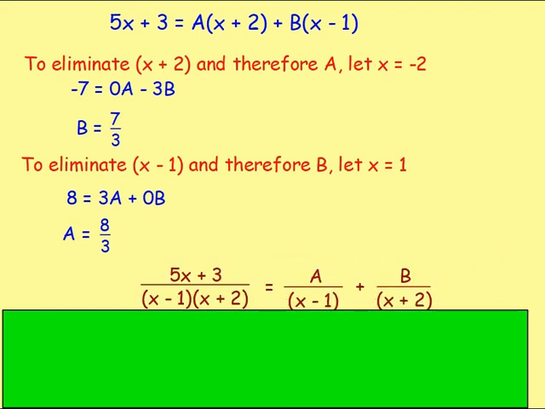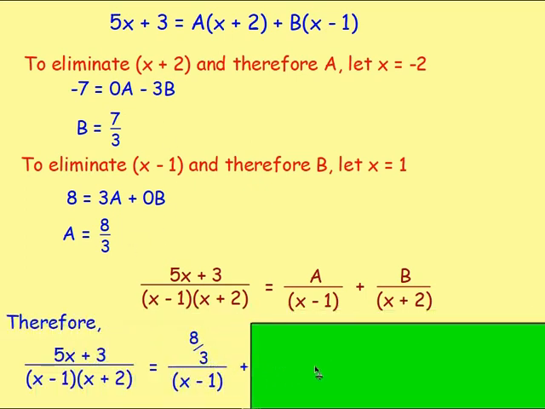Remember, our question asked us to express 5x plus 3 over x take away 1, x add 2 in partial fractions. So we split it up and we add a over plus b over, and we just worked out the values of a and b. So we can say then that we would have, replace a with 8/3, so we've got 8/3 over the x take away 1, plus, and then the value of b was 7/3, so it's 7/3 over the x plus 2.